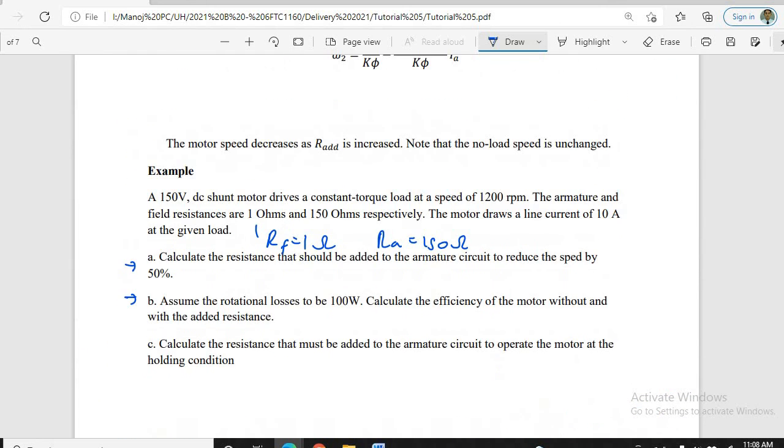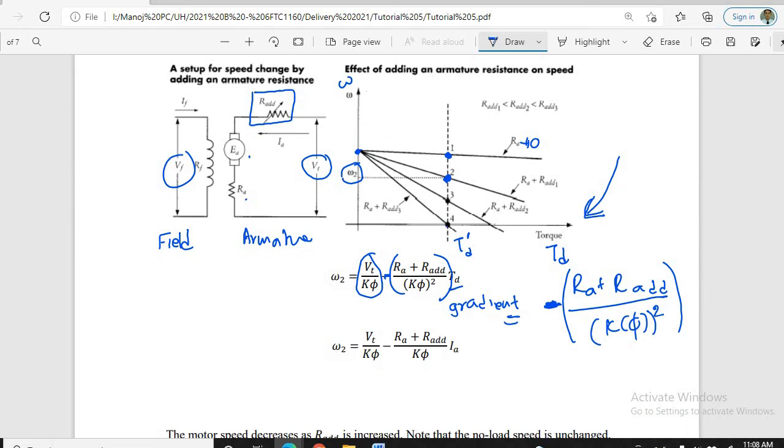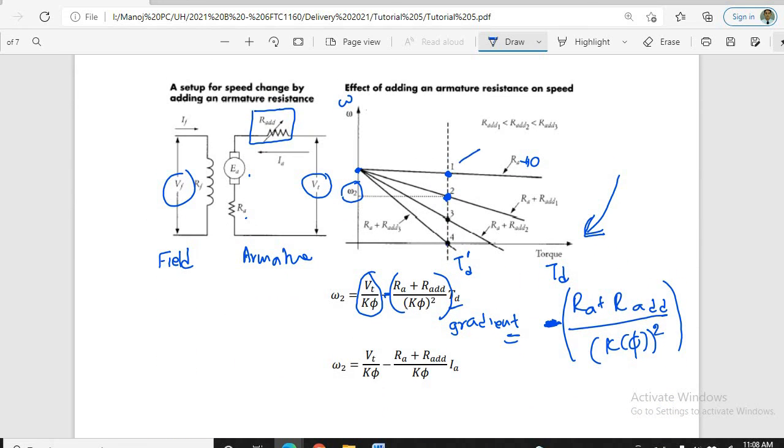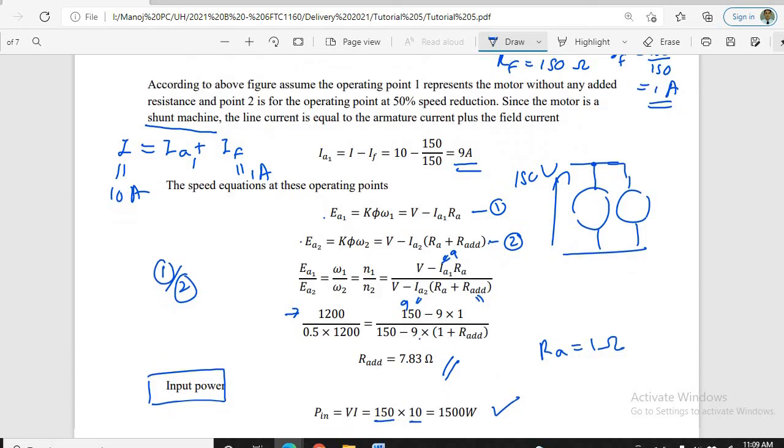Okay, so then next one: calculate the resistance that must be added to the armature circuit to operate the motor at the hold condition, right? If we consider this is our no R add, this is the position where the motor holds, which means omega is equal to 0. At this point omega is equal to 0, so that is the operating point here. Let's say it is R add 3 that we have to add in order to get that.